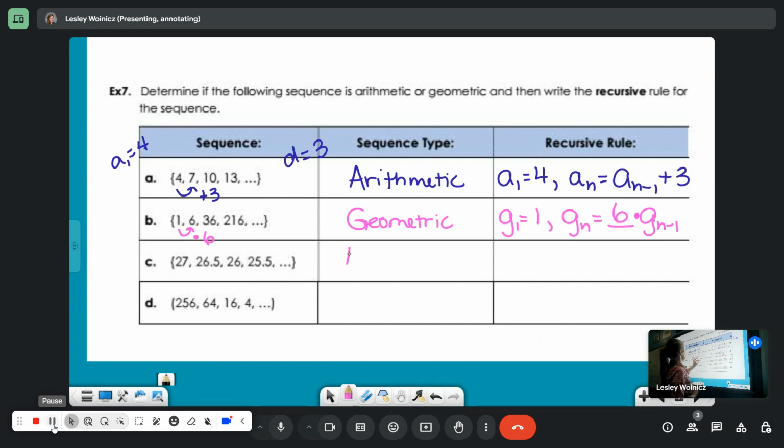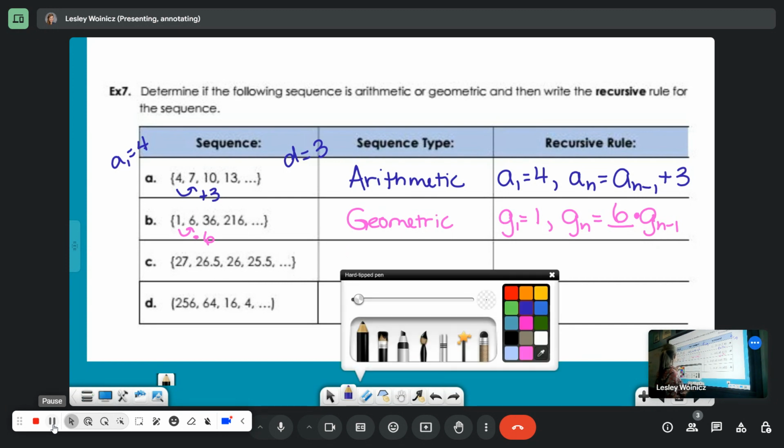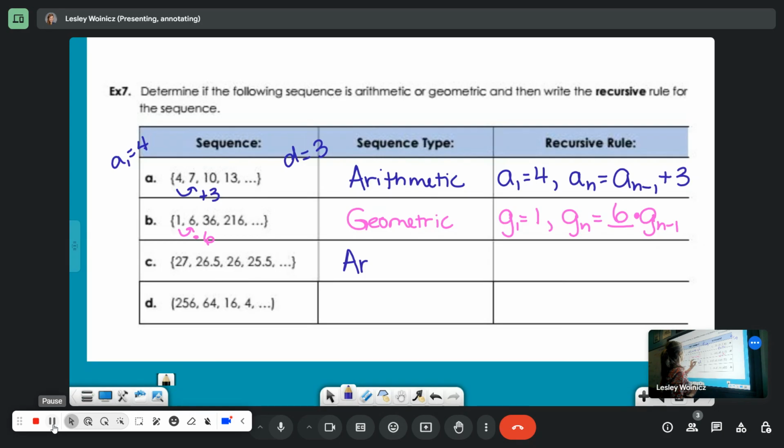This one is arithmetic. The rule is a sub 1 equals 27.